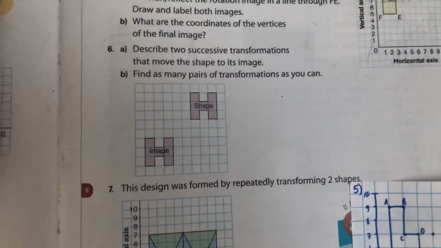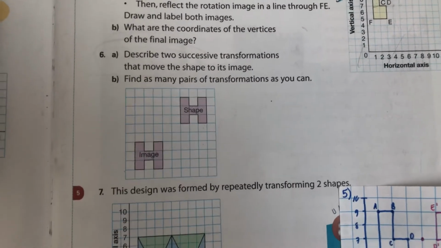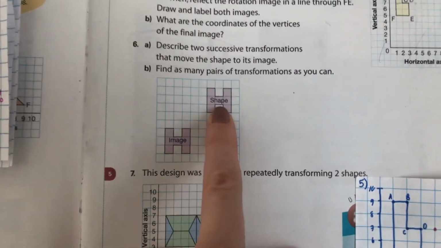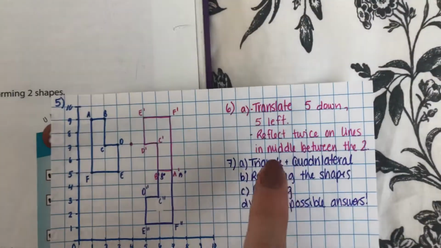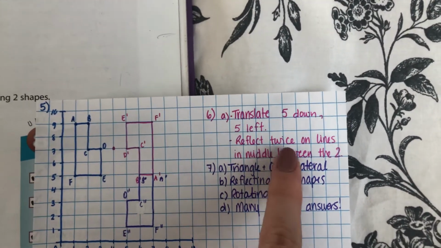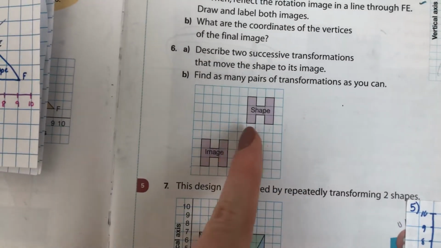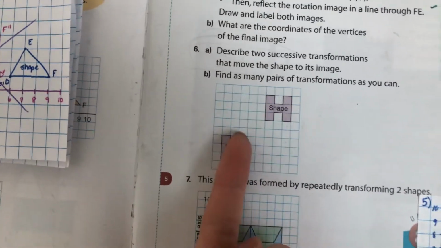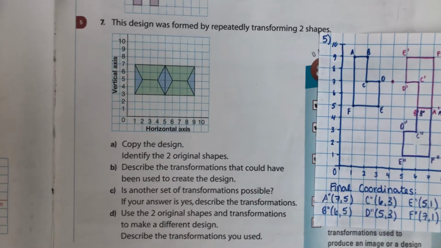Number 6 says, describe 2 successive transformations that move the shape to its image. Find as many pairs of transformations as you can. So here is the shape, and we want to move the shape to its image, okay? So I came up with a couple different ones here. I said translate 5 down and 5 left, or you can reflect twice on lines in the middle between the two. So what I mean by that is I would reflect it first maybe on this line, which is in between them, to get the shape down here. And then once the shape is down here, I would reflect it again over the middle line to get to the image.